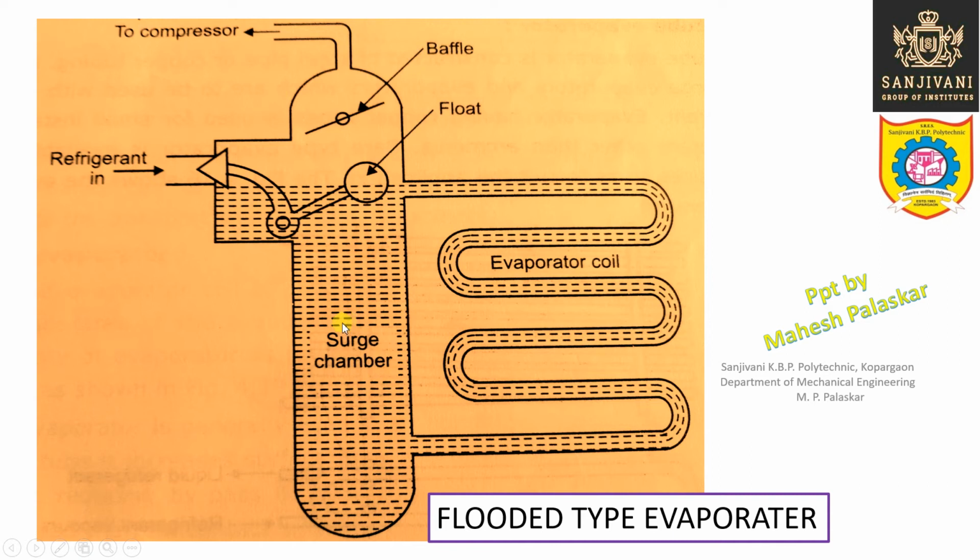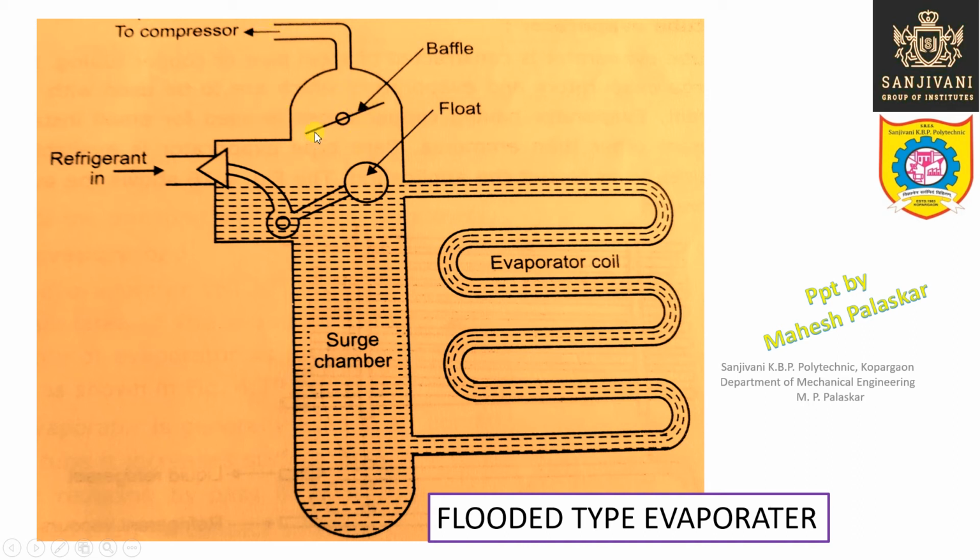due to the heat load, what will happen is that the refrigerant will evaporate. Refrigerant in the evaporator coil will evaporate. So the evaporated refrigerant will be collected at the top of the surge chamber, right? So here the baffle is present, and this baffle will prevent the flow of the liquid droplets of the refrigerant towards the compressor along with the vapor.